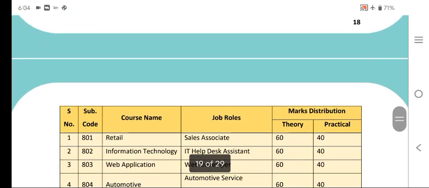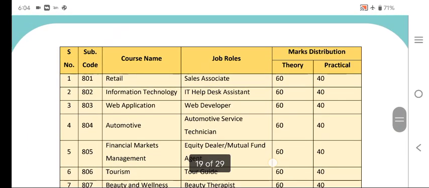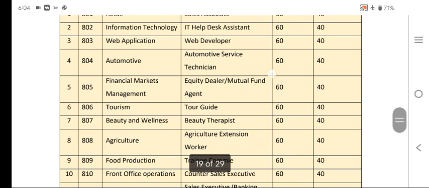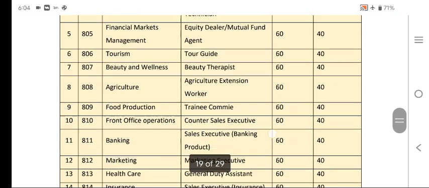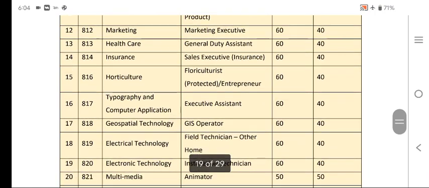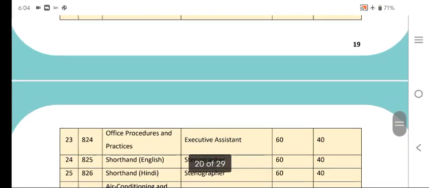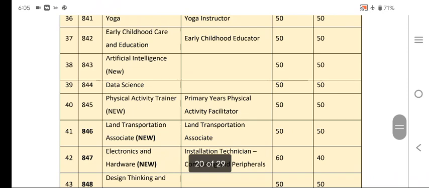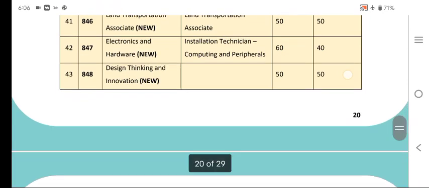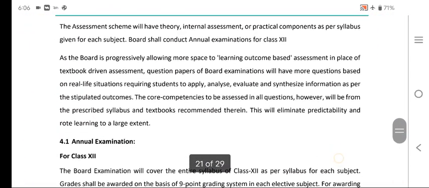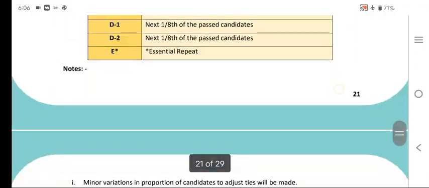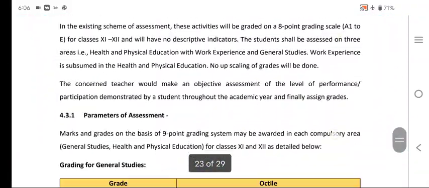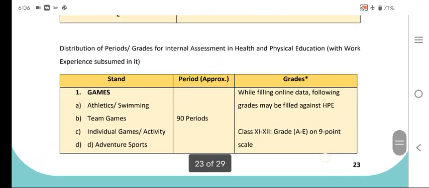So all these are the skill subjects, especially retail, information technology, web, tourism, insurance, horticulture; all those subjects are here. So we can go through those subjects. You must go through all those things that have already been given here. Medium of instruction, yes, and last but not least, yes.